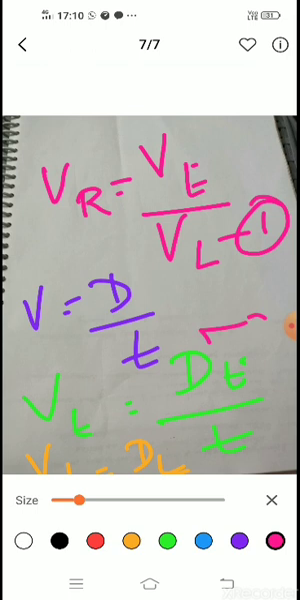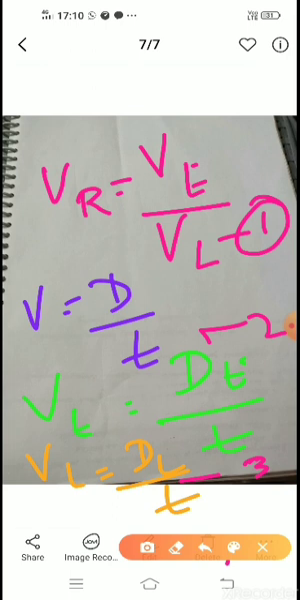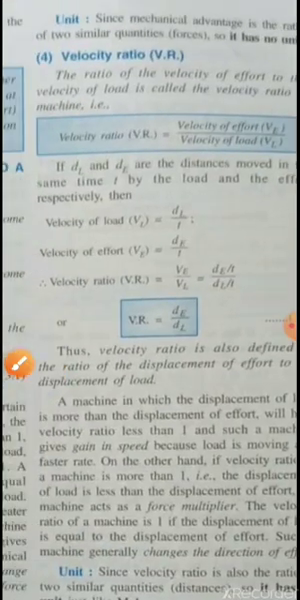I'm going to apply equation 2 and equation 3. Equation 2 and 3 I'm going to substitute in my first equation. So if I substitute, I will get dE divided by dL, distance traveled by the effort divided by the distance traveled by the load. How much distance I'm going to move my effort, how much distance the load is going to move. So that is what it literally means. So the same equations, VE by VL is nothing but dE by dL.